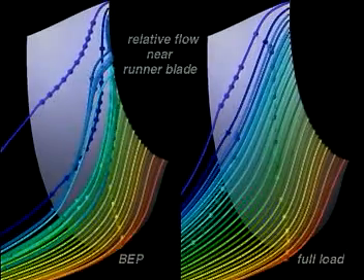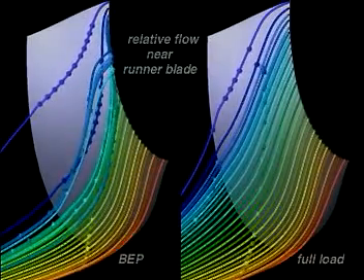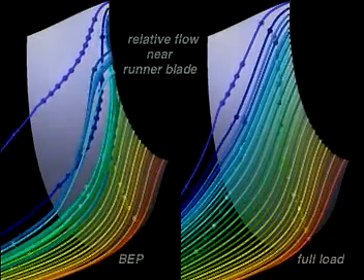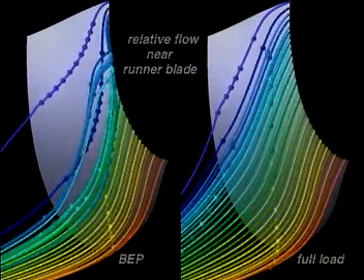Now we examine the flow close to the blade surface in the runner. On the left, we have the best operating point, and on the right, an off-design operating point. At first sight, it is surprising that the flow in the best point appears to be less smooth than that at off-design.